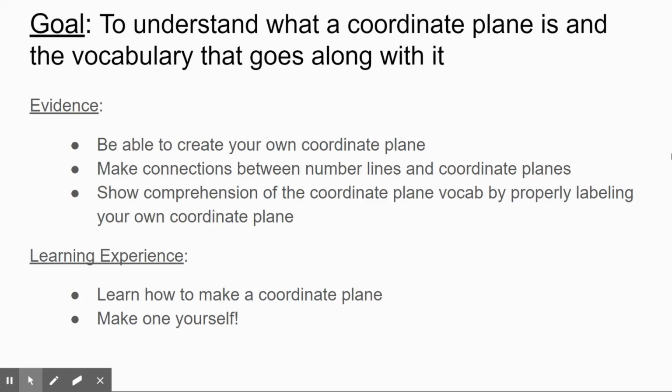In this video, we're going to learn what a coordinate plane is, some of the vocabulary that goes along with it, and how to make one. So evidence-wise, at the end of this, you should be able to make your own coordinate plane. We're going to make connections between the number lines and coordinate planes that we've been using previously. And we're going to show that we understand all of the parts of a coordinate plane by making sure we label our coordinate planes. So we'll go through each of the parts, and then the suggested practice problem at the end will just be to make your own coordinate plane.